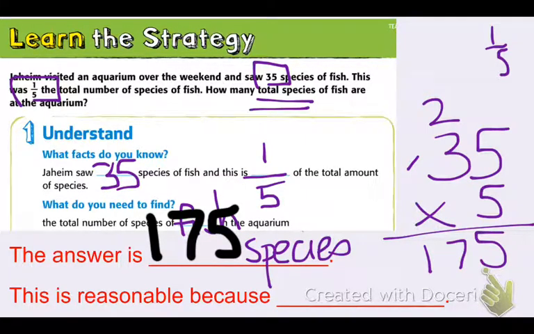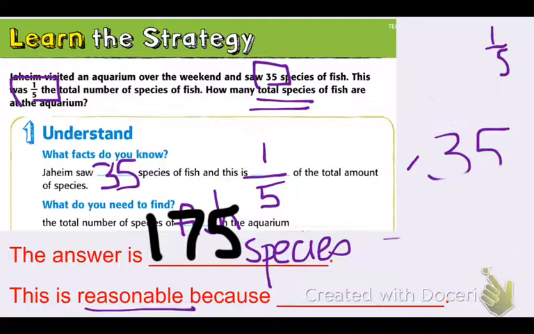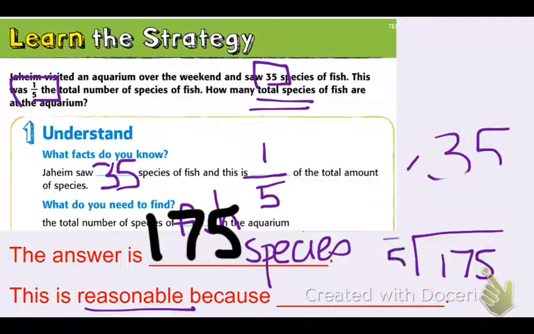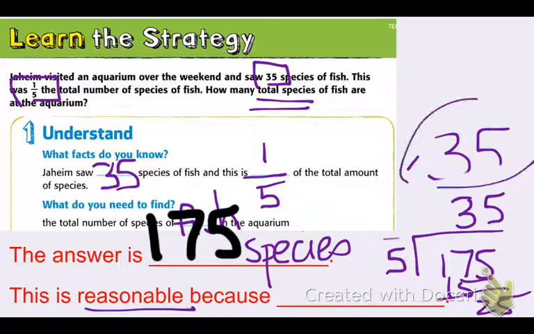Let's see if it makes sense. Is it reasonable? Well, one way to check this is I know that he saw 35 species, and that should be 1/5. So if I take 175 and I divide it by 5, I should be able to see how much is 1 part out of 5. Well, 5 times 3, 15. There's 25 left. Oh, it is correct because I did get 35. There are 175 species of fish at the aquarium.